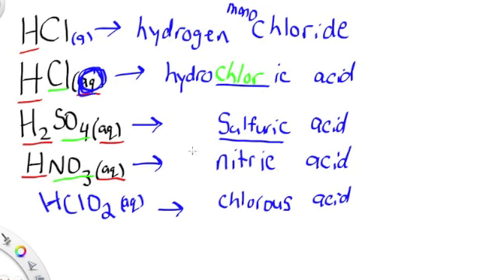None of these ones here have hydro because they're not binary. They have oxygens, they're oxyacids. The hydro, like in hydrochloric acid, is only for binaries. So an example for that could be that one.